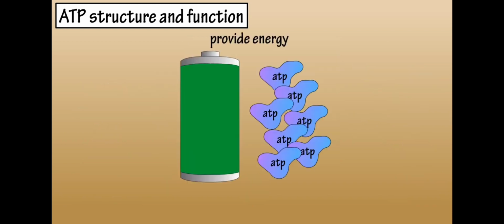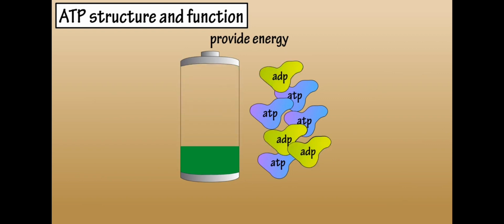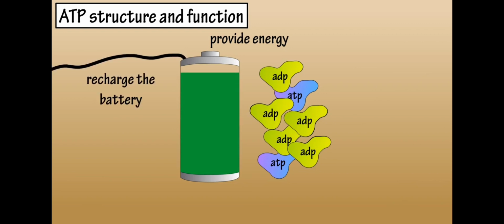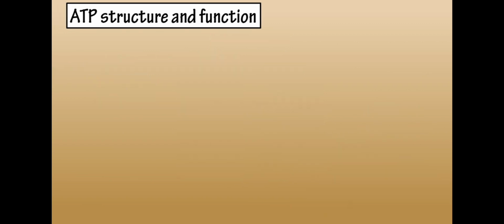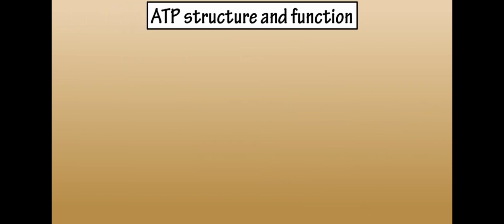You use the battery, or ATP, to provide energy for something. The battery drains down, the ATP breaks down, you recharge the battery, and you eat food to recharge ATP. And that's the basics on the structure and function of ATP.